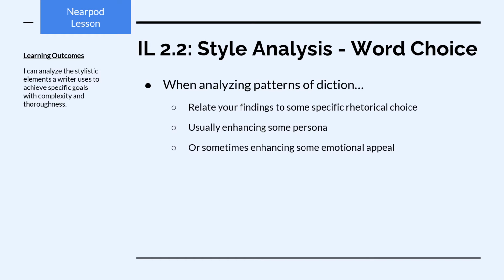Once you have identified some particular pattern or trend in diction, you need to then relate your findings again to some specific rhetorical choice the writer's making. Usually, diction is used to enhance some persona that the writer's trying to adopt. Sometimes it's also used to enhance an emotional appeal as well, but those are the two big ones that diction is used to enhance and work with in rhetoric.